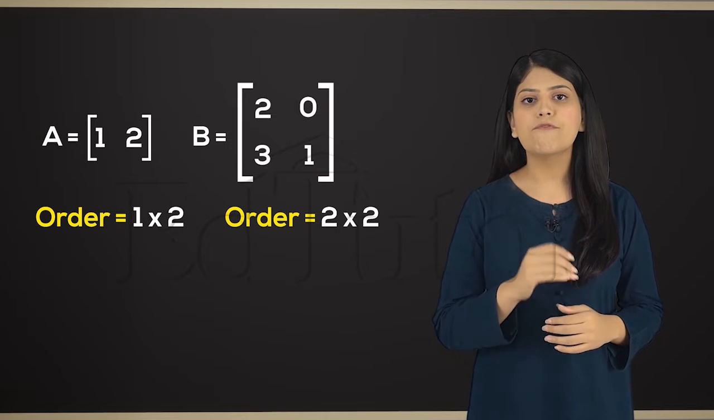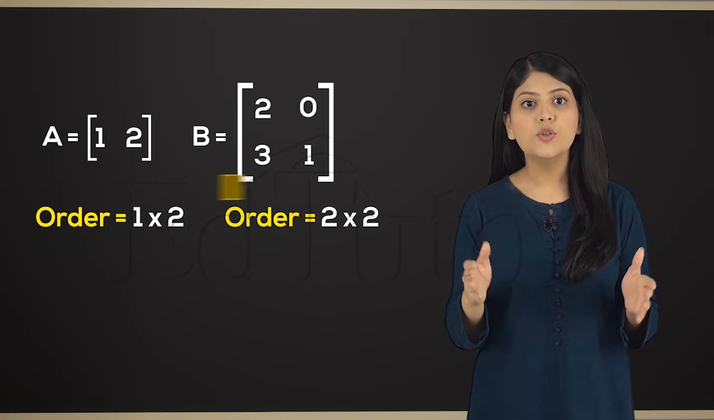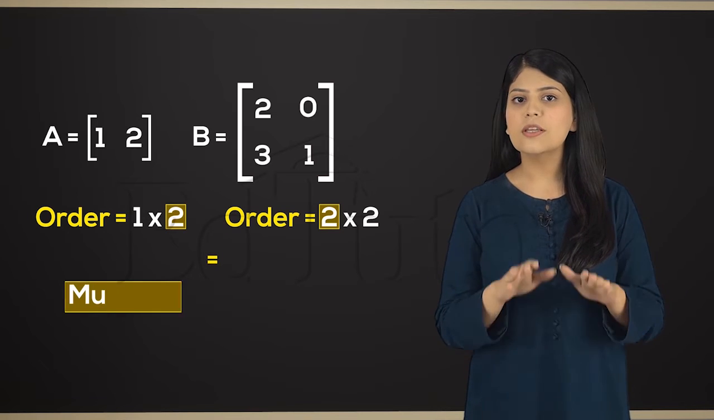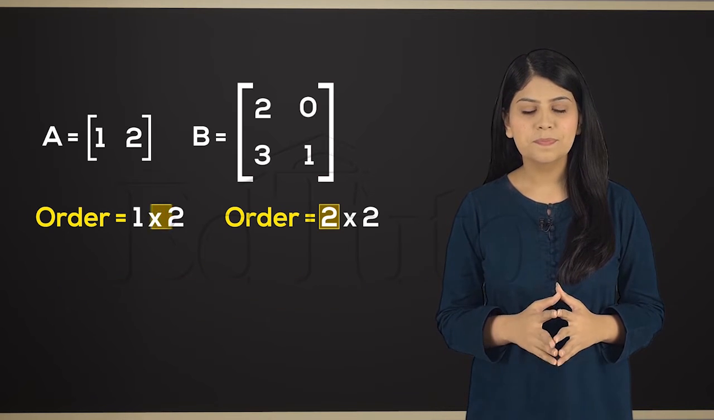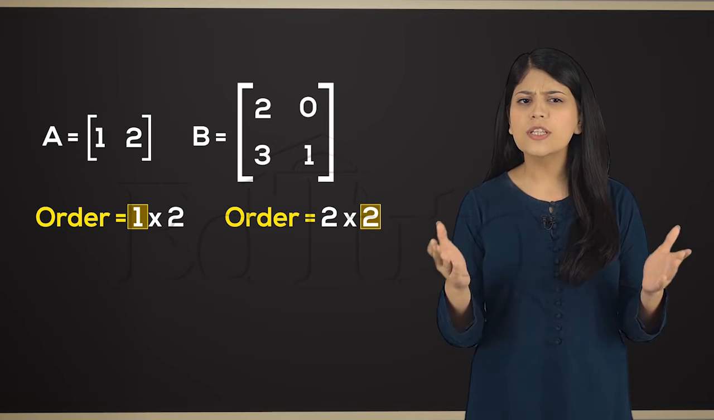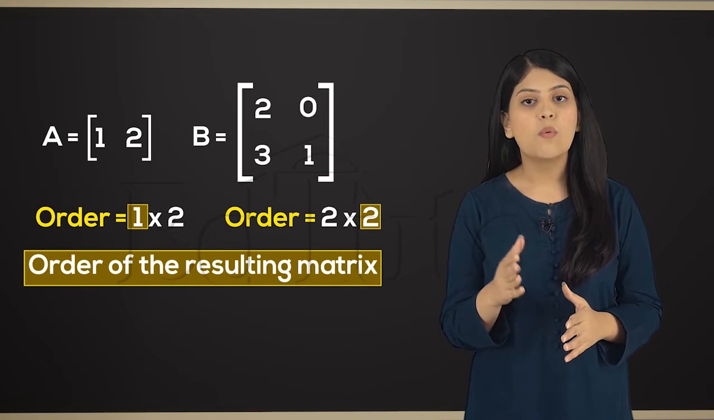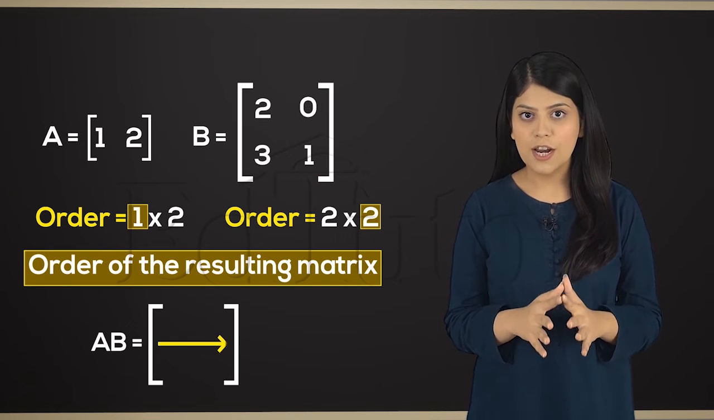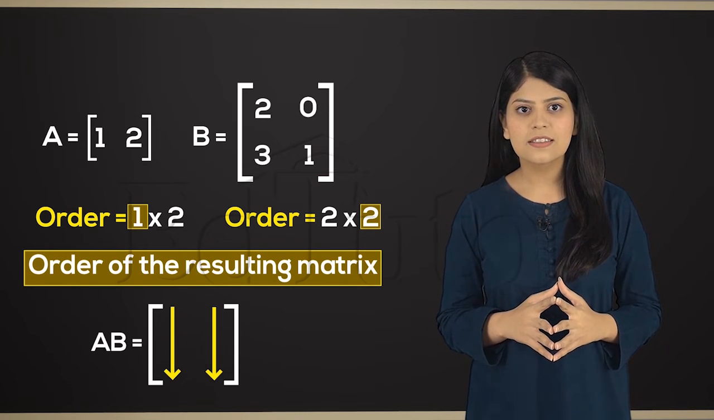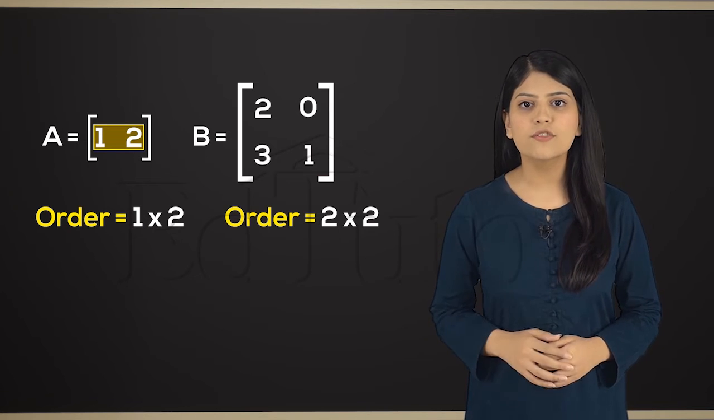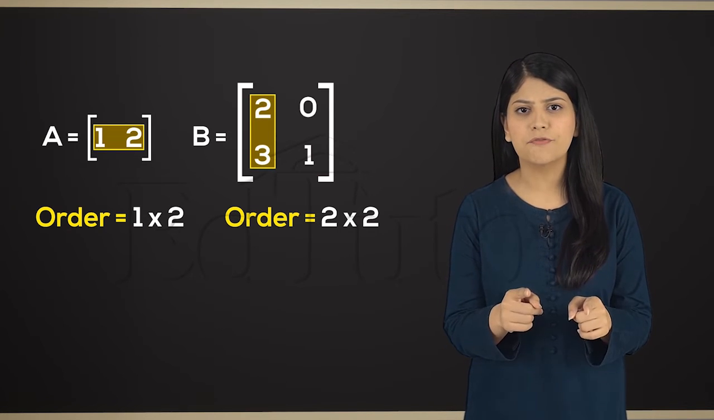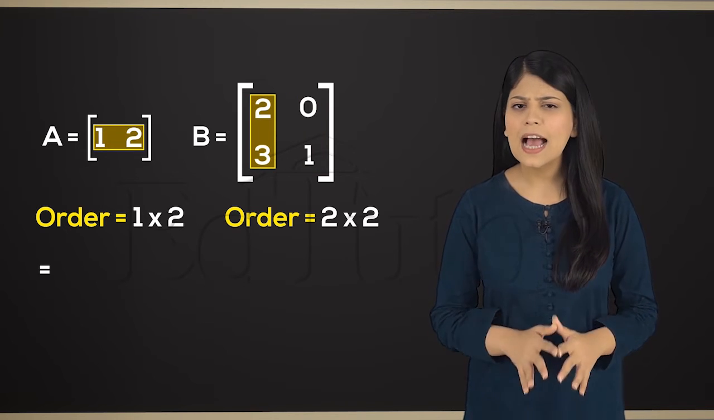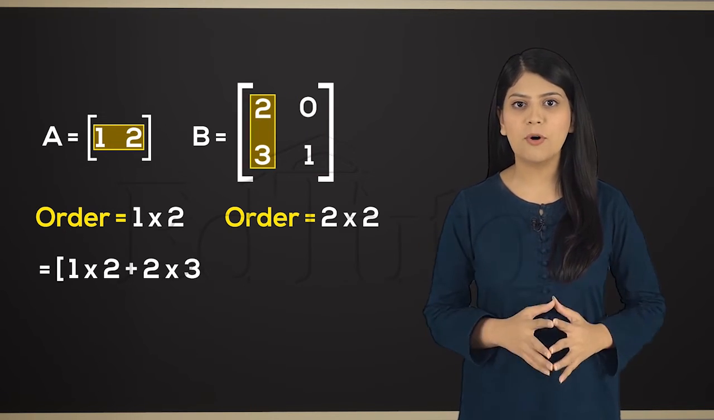So now, we have 4 numbers, 1, 2, 2 and 2. The second and third numbers are equal, so the multiplication is possible. The first and fourth numbers show the order of the resulting matrix, 1 by 2. So, AB will look like this: 1 row and 2 columns. Here, this is the first row, first column, and this is the first row, second column. Now take the first and only row of A, and we will multiply it with the first column of B.